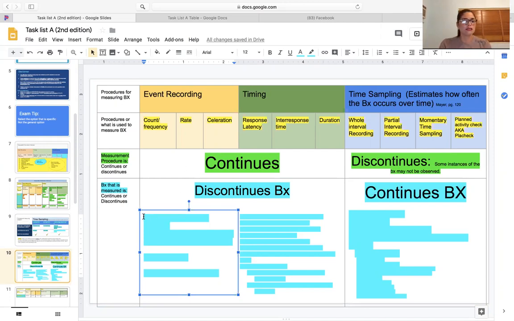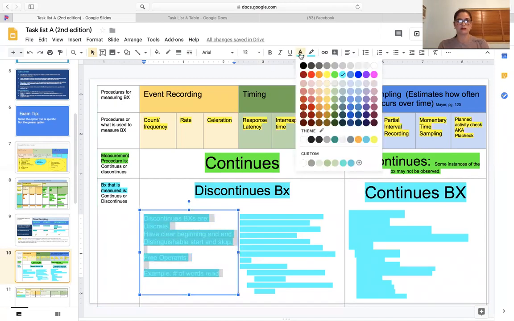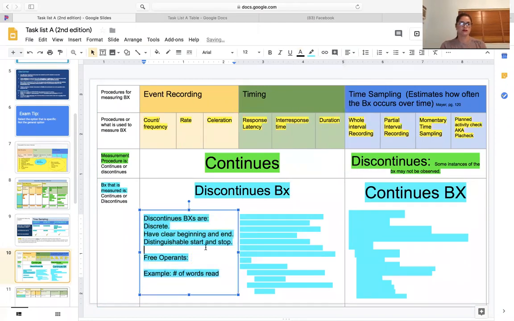Okay, so let's talk a little bit about discontinuous behavior. These are tricky. Everybody always gets confused. Discontinuous behaviors are discrete. They have a clear beginning and end, and a distinguishable start and stop. And in discontinuous behavior, we also have free operands. An example of that is the number of words read.